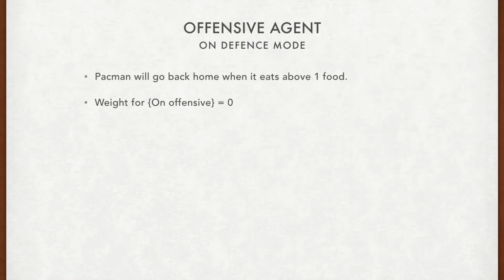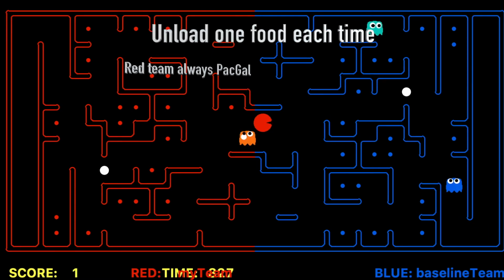When in on-defense mode, Pacman can go back home to unload carried food after eating one food. We set the weight for being Pacman to 0. With this mode, our agent can still steal food from the opponents even when the opponent's entrance is heavily guarded.